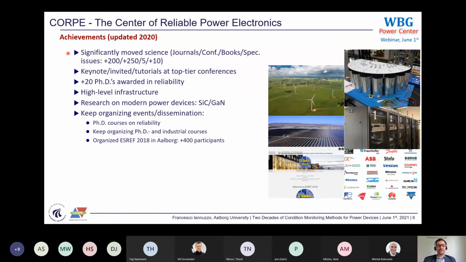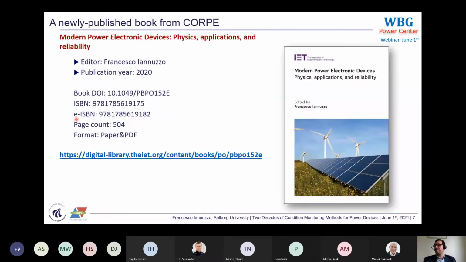You can see some figures here, and you can see that also one of the goals is to keep organizing events and disseminations. Spreading the culture means also writing books, editing special issues, and this is one case I would like to draw to your attention. A recent achievement of CORP is an edited book about modern power devices, including, for example, vertical gallium nitride components, which are not that popular yet.